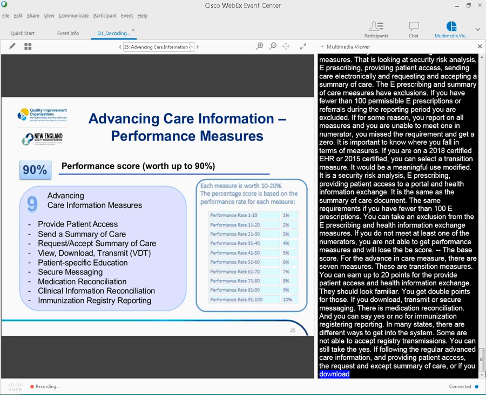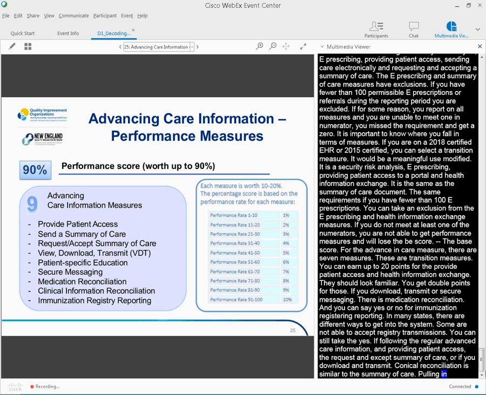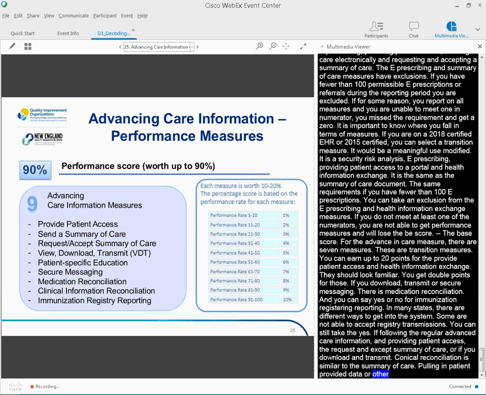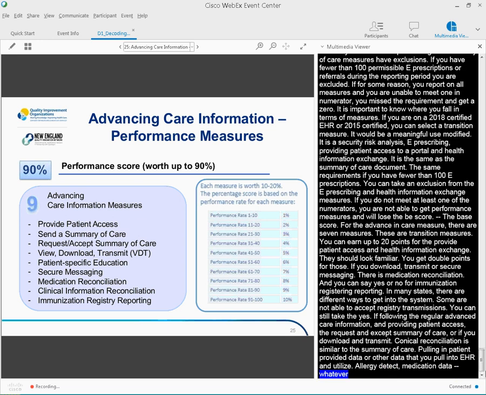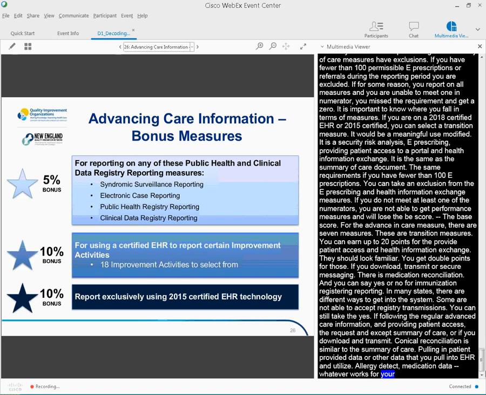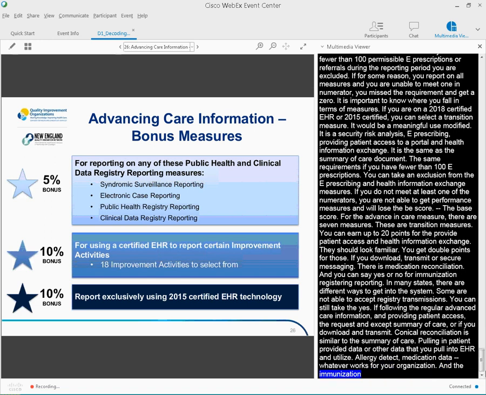This is very similar to the request and accept the summary of care. So that's pulling in either patient-provided data or other data that you're pulling right into your EHR and then utilizing it in some way. So it could be allergy data, could be medication data, could be test data. It's really whatever works for your organization and what you can get in. And then also that same immunization registry reporting. So those are the performance measures.